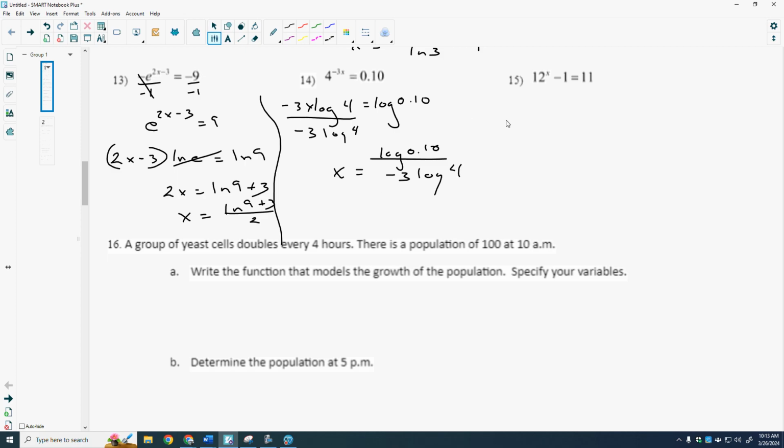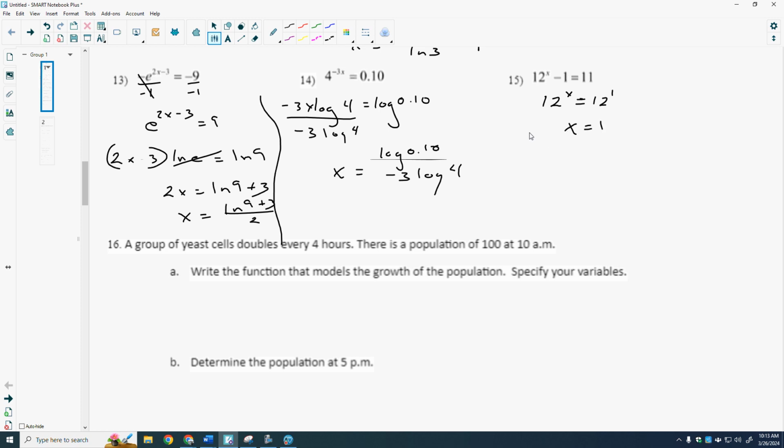Hopefully these are getting better. Question 15, add 1 to both sides. Here's a situation, I don't need to do the log of both sides. Are my bases the same? Sure. This is an exponent of 1. What has to be true? X has to be 1.